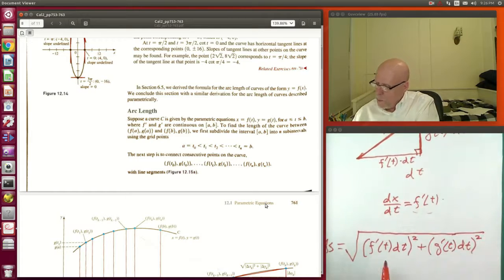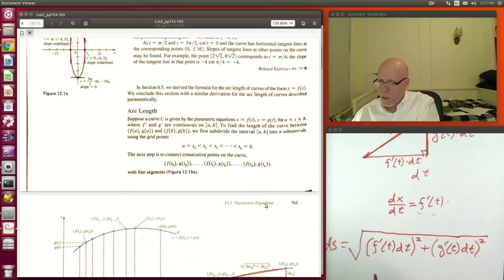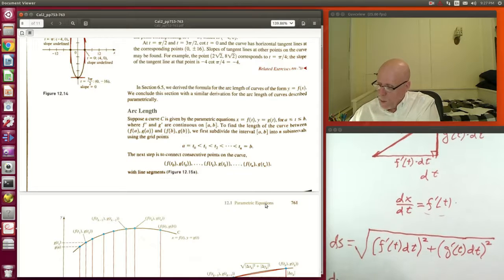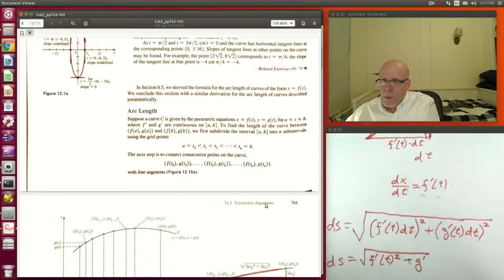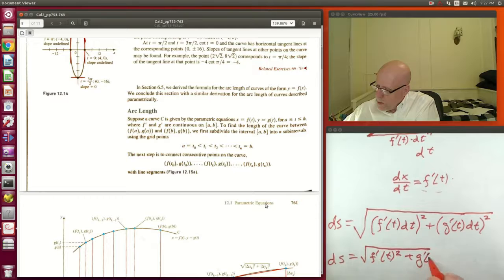All right, so that's f' squared times dt squared plus g' squared times dt squared. There's a dt squared in both of those, which we can factor out, and we can even pull it outside of the radical. So ds is equal to the radical of f'(t) squared plus g'(t) squared, and the dt on the outside.